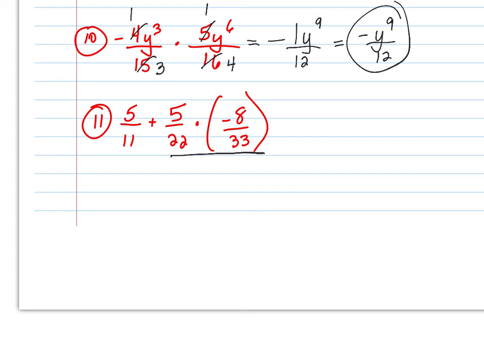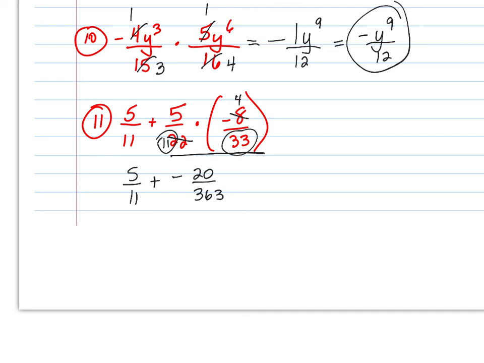Okay? So I'm going to rewrite this as 5 over 11. That has to drop down. Plus, I'm going to cancel a 2 out of each of these, right? That's 11. That's a 4. So I've got negative 20 over, what's 11 times 33? Sam? 363.